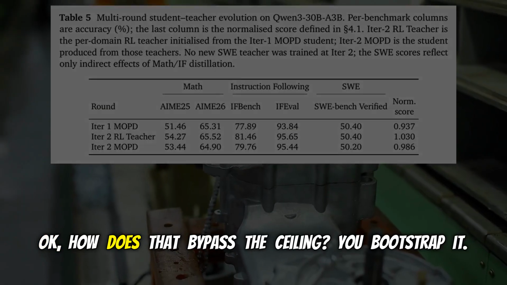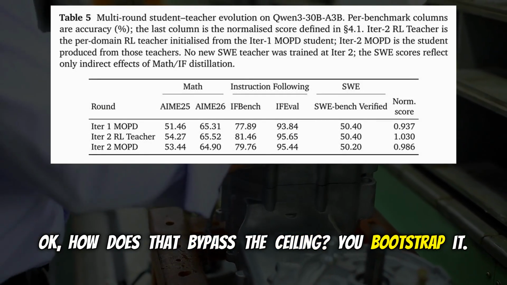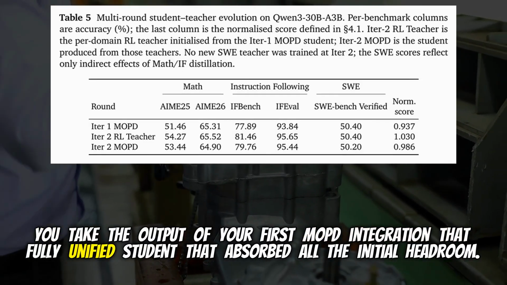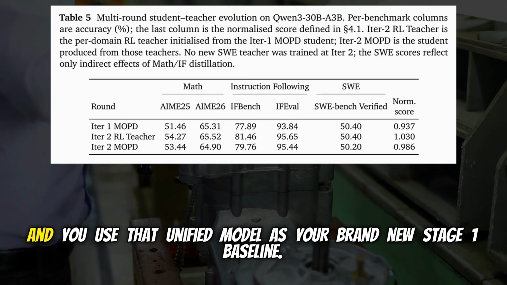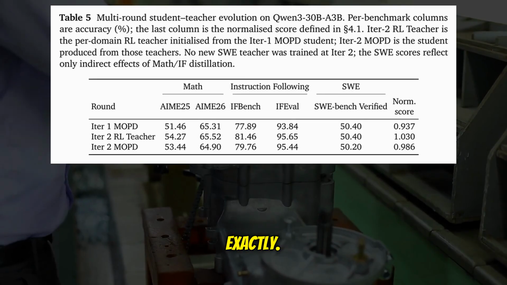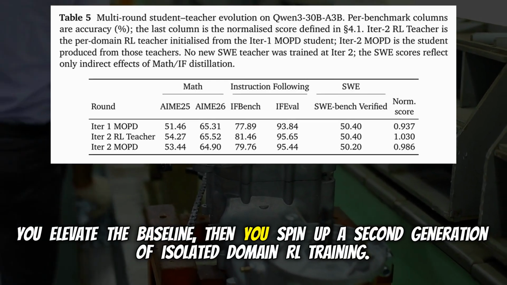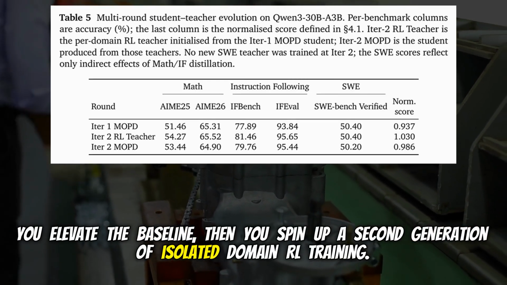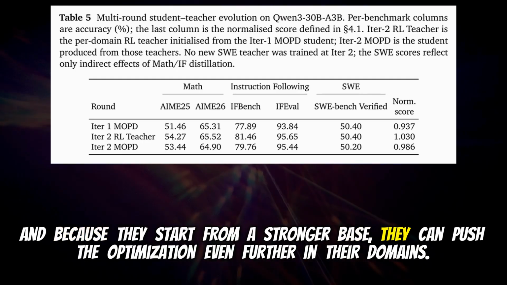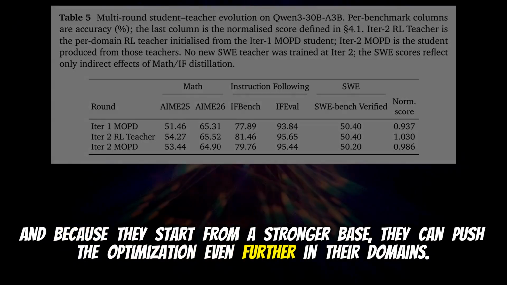Okay, how does that bypass the ceiling? You bootstrap it. You take the output of your first MOPD integration, that fully unified student that absorbed all the initial headroom, and you use that unified model as your brand new stage 1 baseline. Exactly. You elevate the baseline, then you spin up a second generation of isolated domain RL training. Oh, wow. And because they start from a stronger base, they can push the optimization even further in their domains.